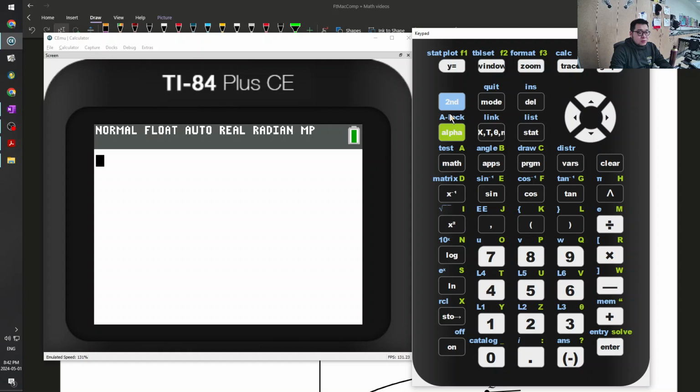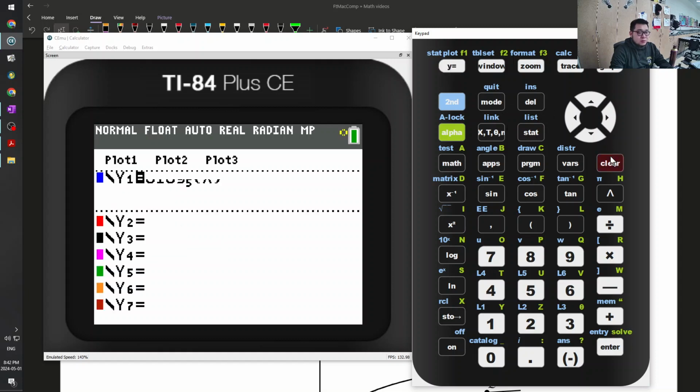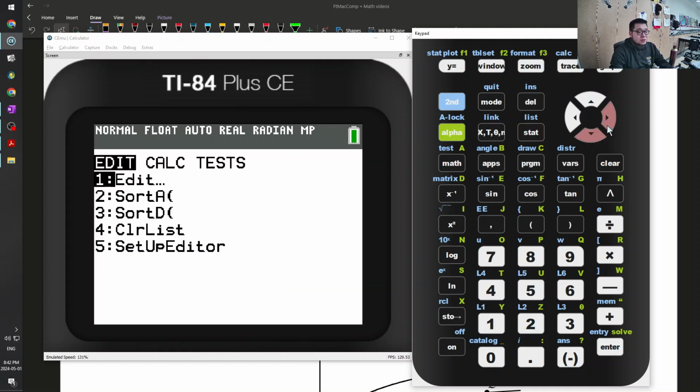Okay, so now stat calc. Let's just go to y equals, turn on plot 1, see what it looks like. Zoom 9 to go to zoom stat. Okay, it looks like an exponential function. Stat calc.